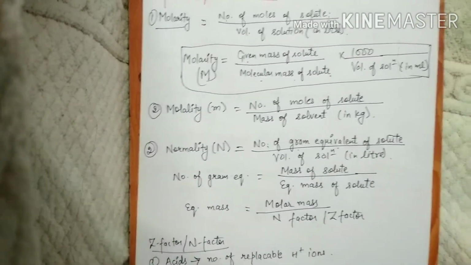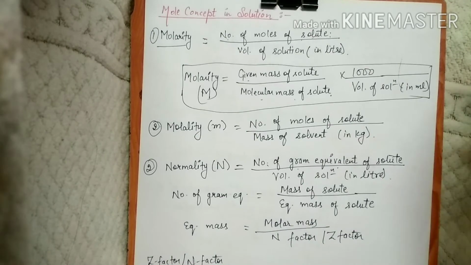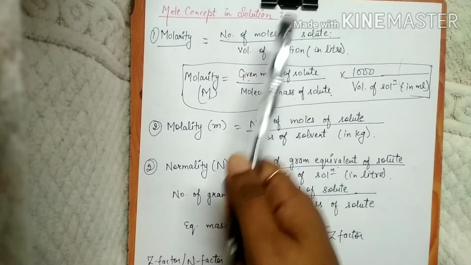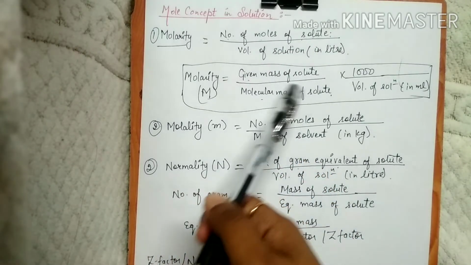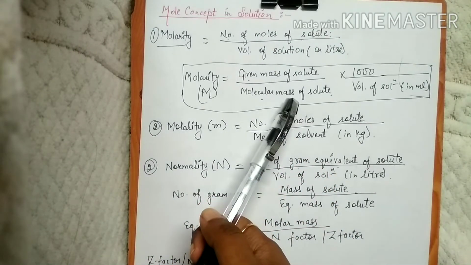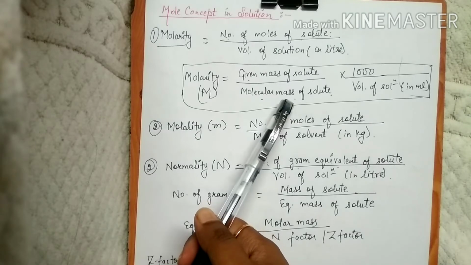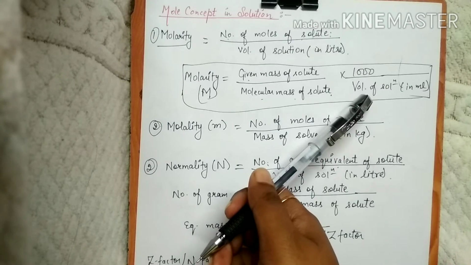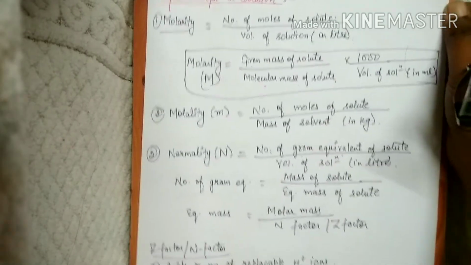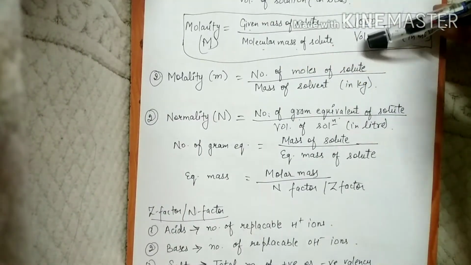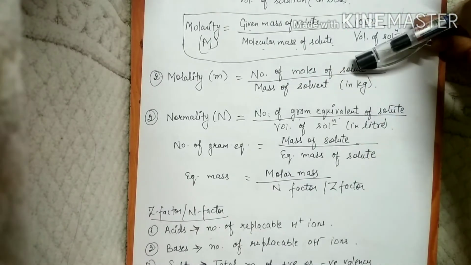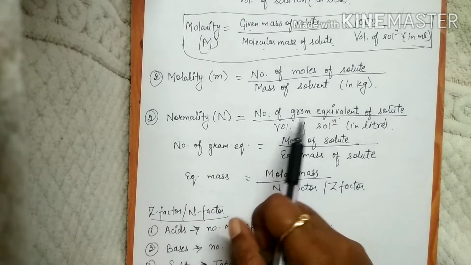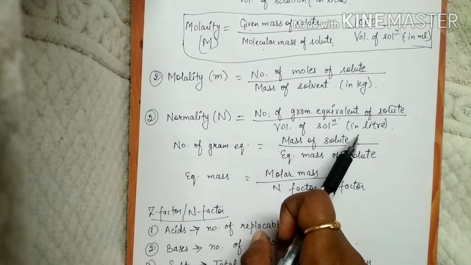So I'll just repeat everything once again. Your molarity is equal to the number of moles of solute present per liter of solution. The number of moles is equal to the given mass upon the molecular mass of solute. If your volume is given in ml, then you multiply this whole by 1000 and take the volume in the denominator in ml. For calculating molality, the formula is the number of moles of solute present per kg of solvent. For normality, the formula is the number of gram equivalents of solute present per liter of solution.